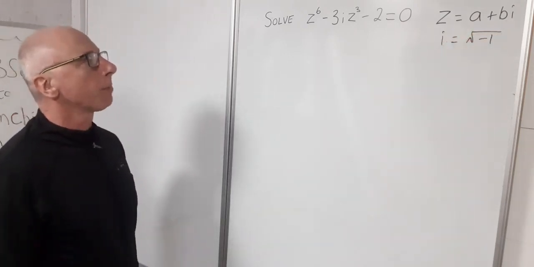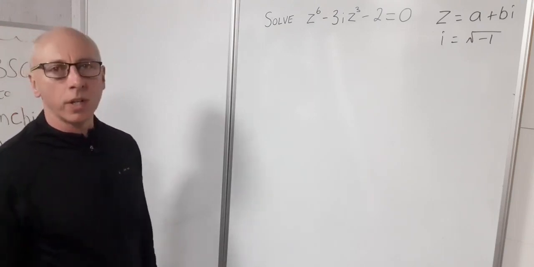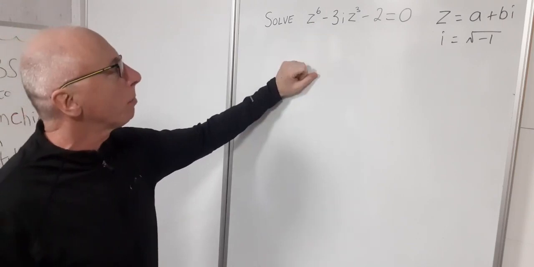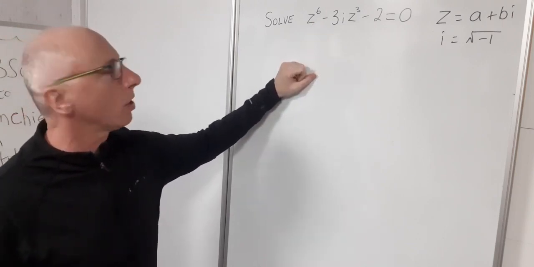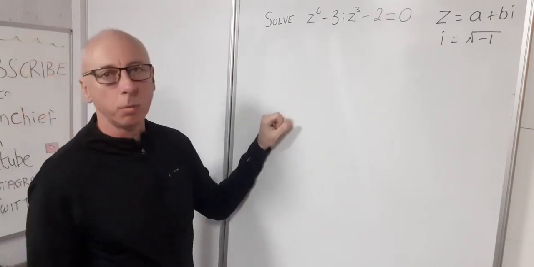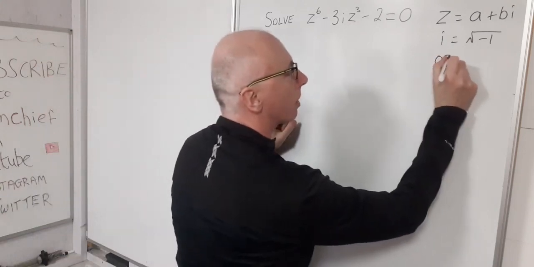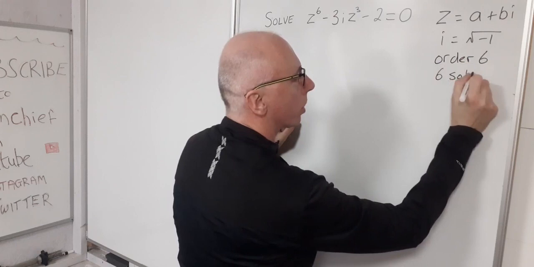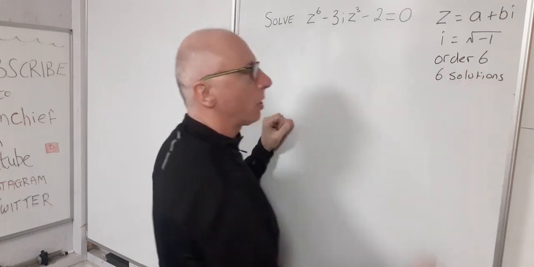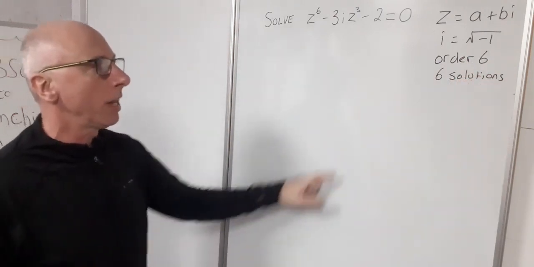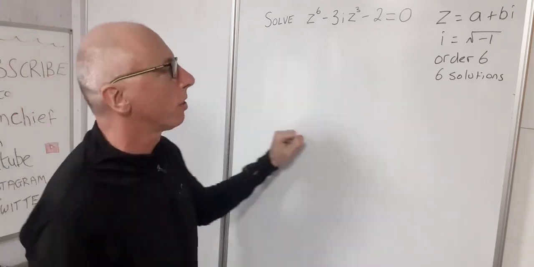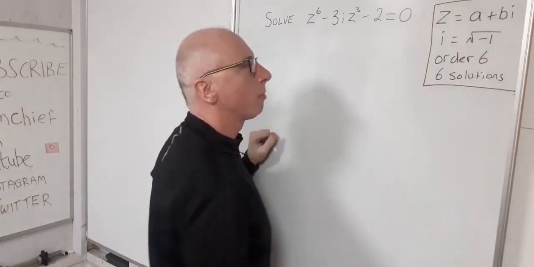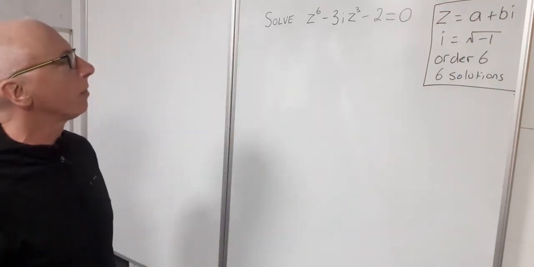Okay, now, next thing to look for in this here, we've got a polynomial of degree 6. So it's possible that we've got 6 solutions for our variable z. So order 6 gives us 6 solutions. There could be some that are the same value, but there will be up to 6 solutions. So that's the first thing we can presume from the start of this question.